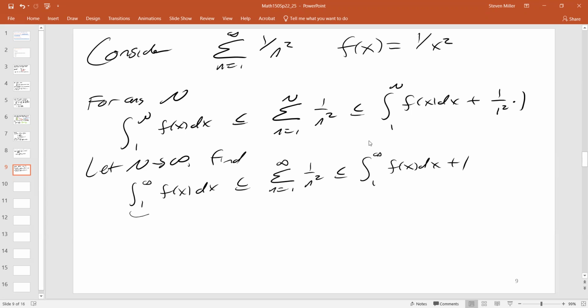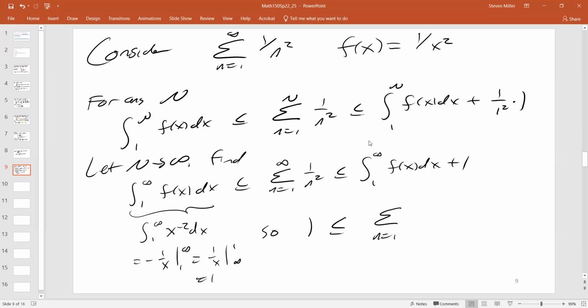All right, so let's figure out what this integral is. This is the integral from 1 to infinity of x to the negative 2 dx. What function will have derivative x to the negative 2? Negative 1 over x. So this is equal to negative 1 over x from 1 to infinity. I can flip the order by putting in the minus sign. And so this is just 1. So we get 1 is less than the sum from 1 to infinity of 1 over n squared, which is less than 2.